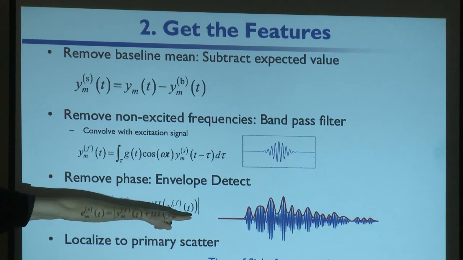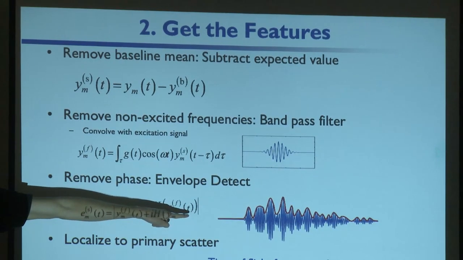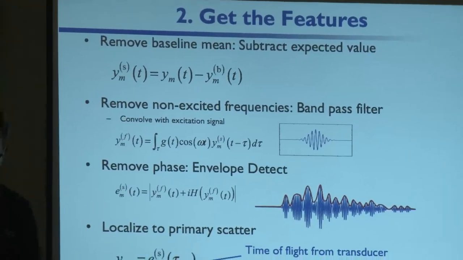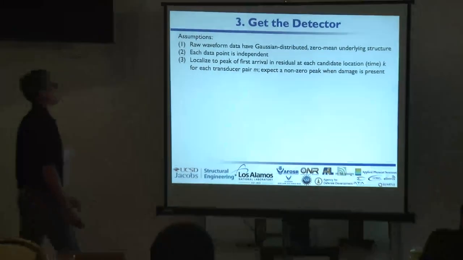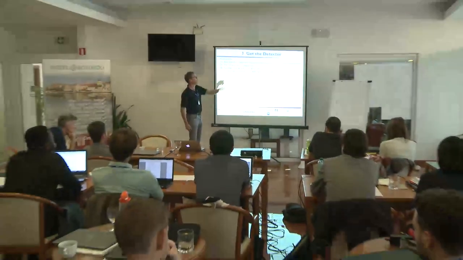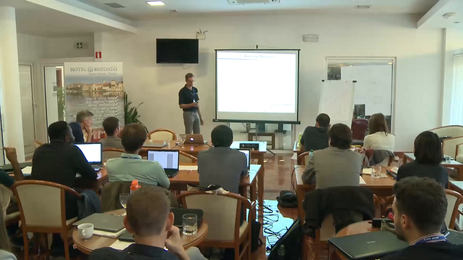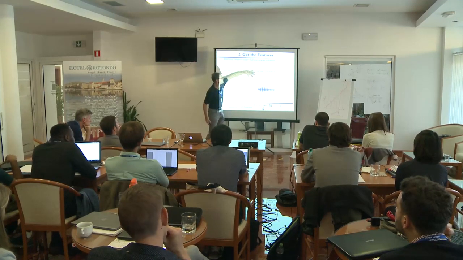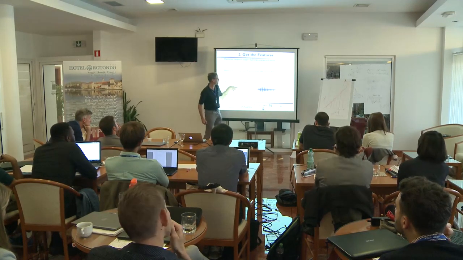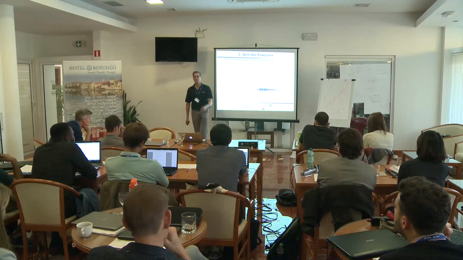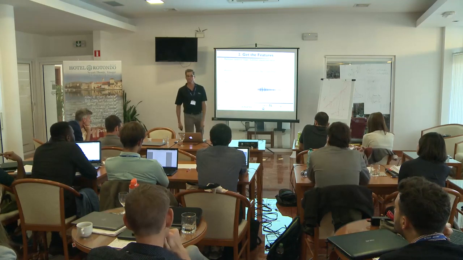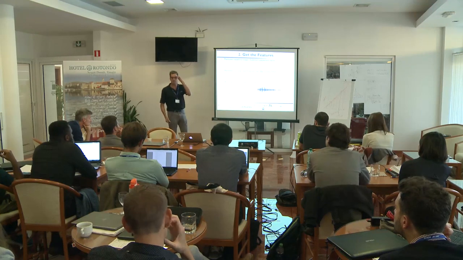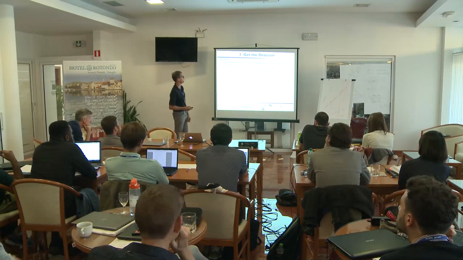Something funky happens when I take the envelope, though. Envelopes can only be positive, so it's no longer Gaussian there. So I have to model that. I'm also going to assume that each data point is independent. And if I actually do the mathematics to see how Gaussian data transforms to my feature space, it turns out it's Ricean, which looks like a Rayleigh signal with a bias. It's a standard probability density function form.